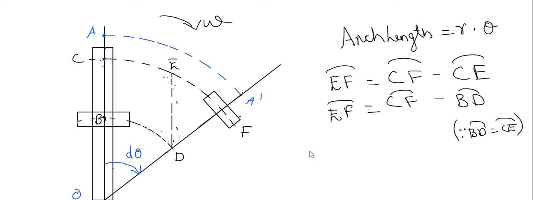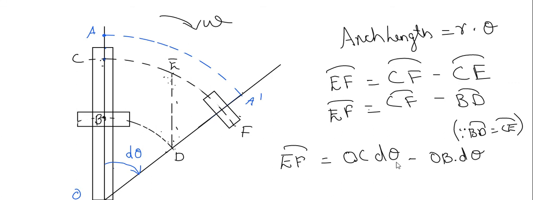Now we know arc length is equal to radius times the angle. So CF has a radius of OF, and OF will be equal to OC, because we see O to C is the same as O to F. So OC times d theta, radius into theta, minus BD, which has an arc with radius OB, times d theta. That will be the equation: OC times d theta minus OB times d theta.